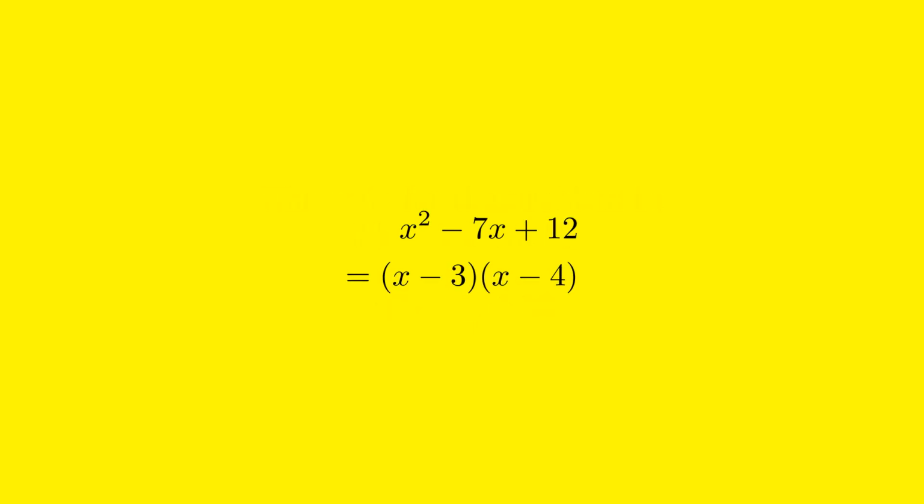To solve the quadratic equation x squared minus 7x plus 12, we start by factoring the quadratic expression. The goal is to rewrite the expression in a form that allows us to solve for x. We are looking for two numbers that multiply to 12, the constant term, and add up to minus 7, the coefficient of the linear term. By finding these two numbers, we can factorize the quadratic expression into two binomials.